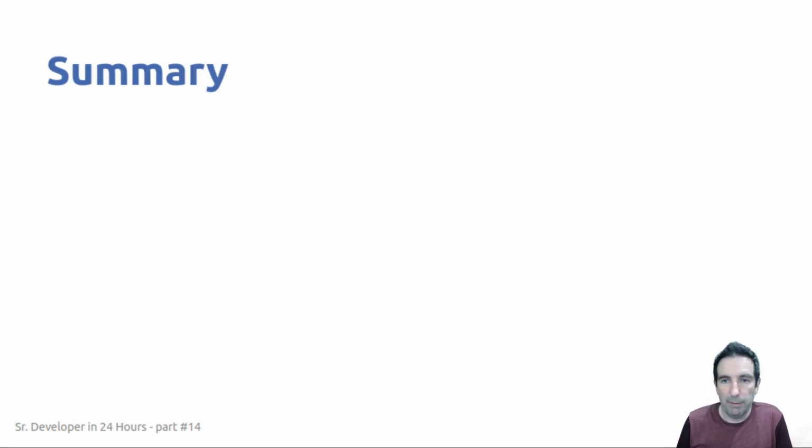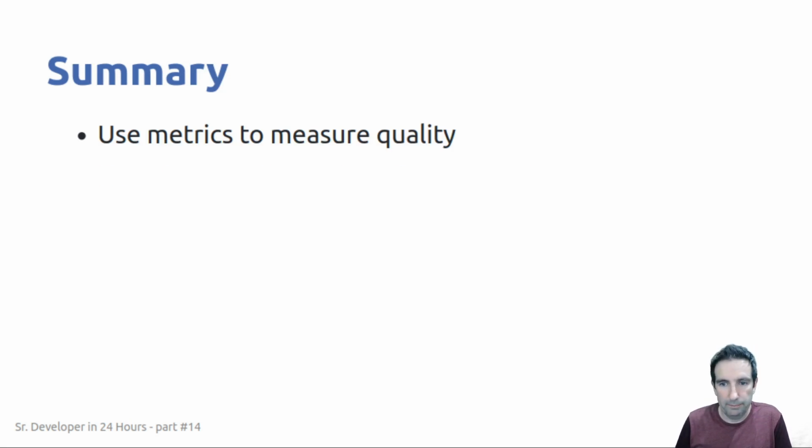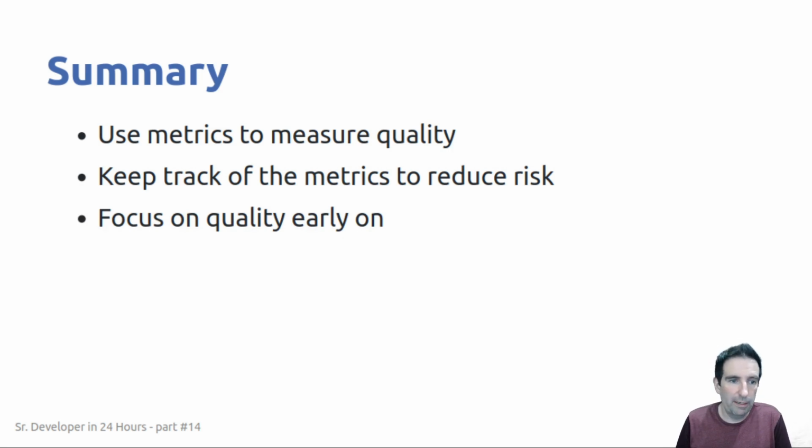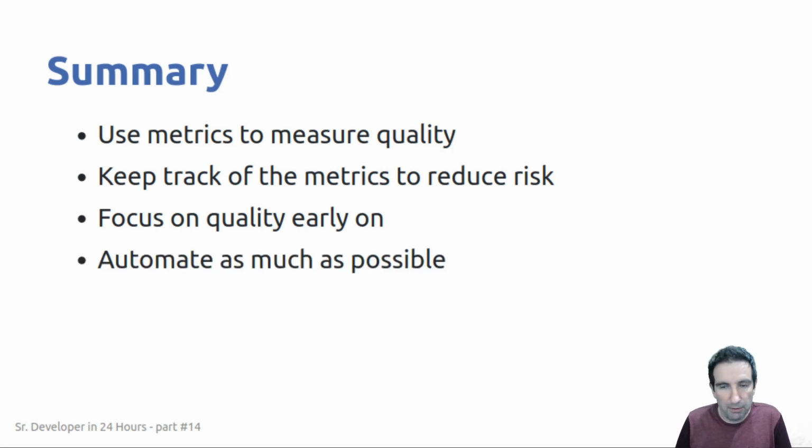All right, so in summary, we want to use metrics to measure quality. We want to keep track of the metrics to reduce risk, and make sure that if we see the metrics trending in the wrong direction, we address that before it becomes too much of a problem. We want to focus on quality early on by having the infrastructure, the metrics, and the automation in place. We want to automate as much as possible because it can get tedious to run the tools and look at the reports, things like that.